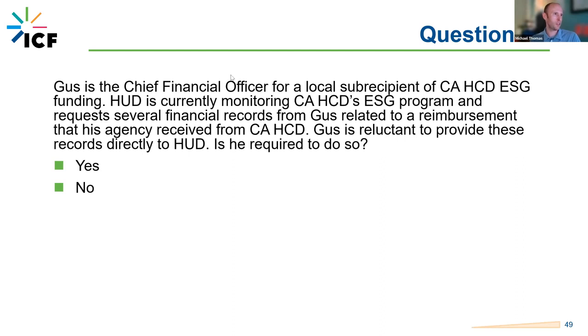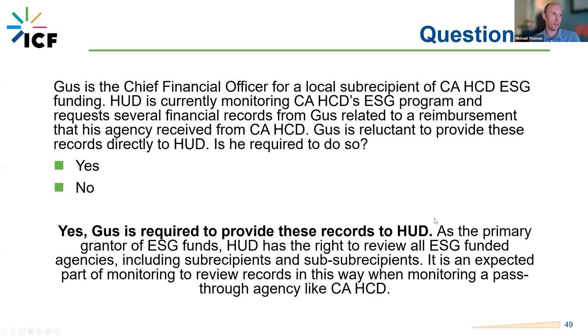Most people said yes. And the correct answer to that one is, of course, yes. Gus is required to provide these records to HUD. As the primary grantor of ESG funds, HUD has the right to review all ESG funded agencies, including subrecipients and sub-subrecipients. They can go all the way down that chain that I talked about earlier. It is an expected part of monitoring to review records in this way when monitoring a pass-through agency like California HCD. So not only is it something HUD can do, it is something that they will do when they monitor HCD. They will likely look at subrecipients and possibly sub-subrecipients as well.